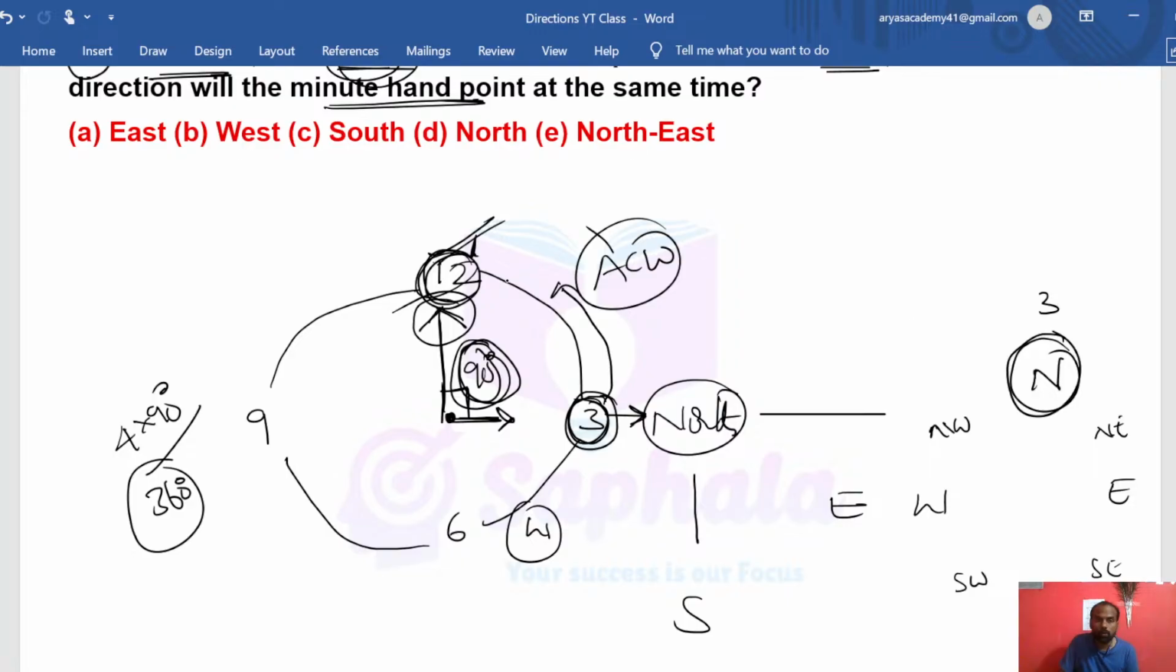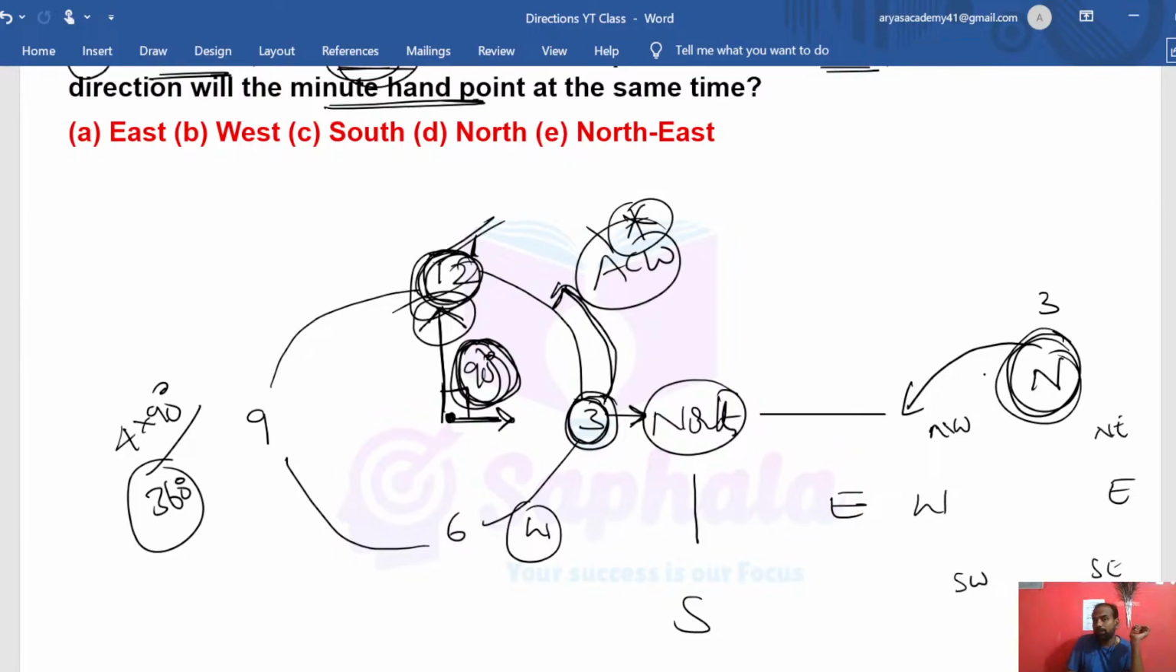Now to reach number 12, I have to rotate in a reverse direction of the clock, which is also known as anti-clockwise or towards left, and that too for how many degrees? 90-degree angle. So reverse direction means anti-clockwise means this one. Yesterday the first point was what? The angular distance between any two consecutive or adjacent main directions will be 90.